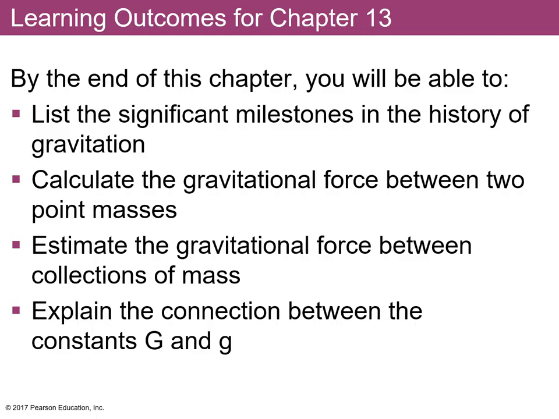Little g is the gravitational constant near the surface of the Earth. It's approximately 9.8 meters per second squared. Capital G will have different units and it's an actual constant, and we will understand what the connection between them is.